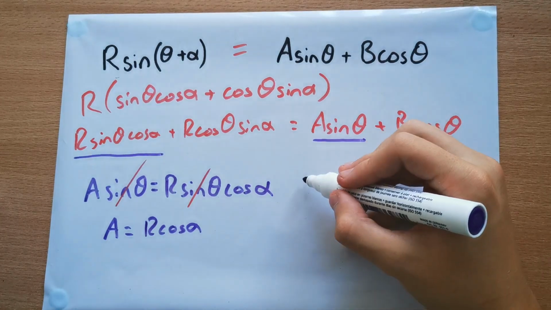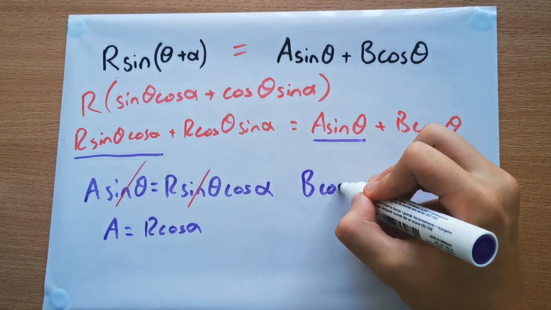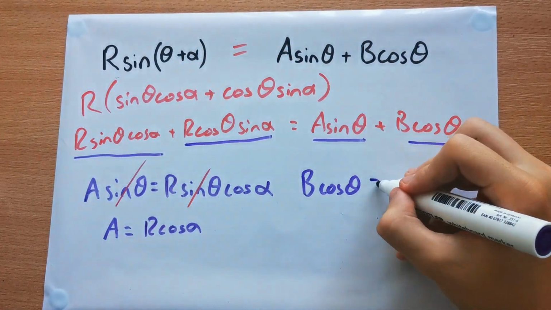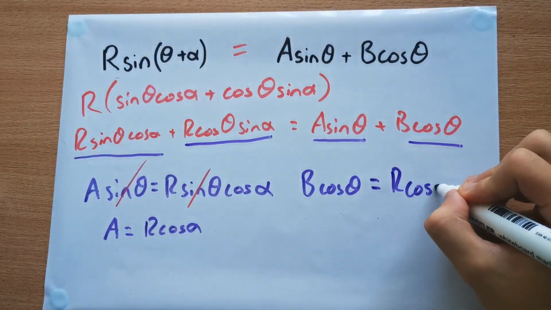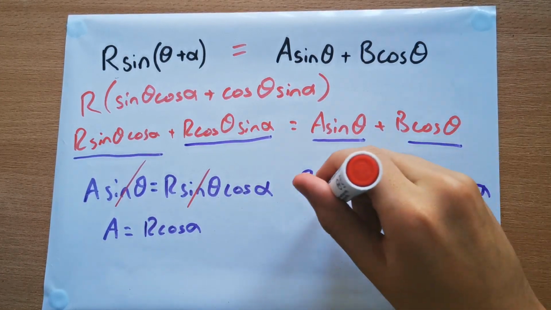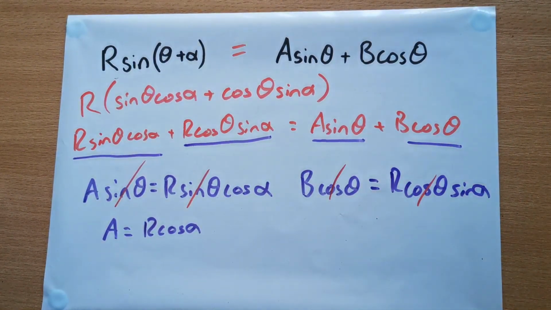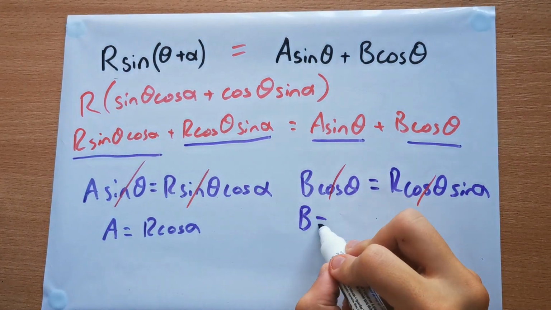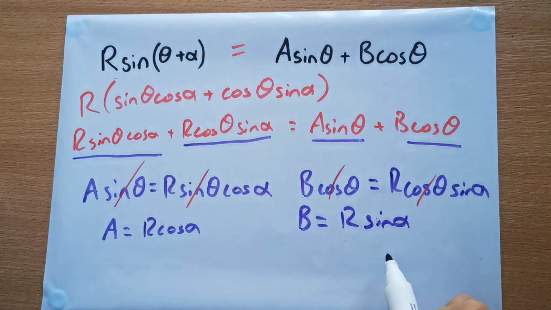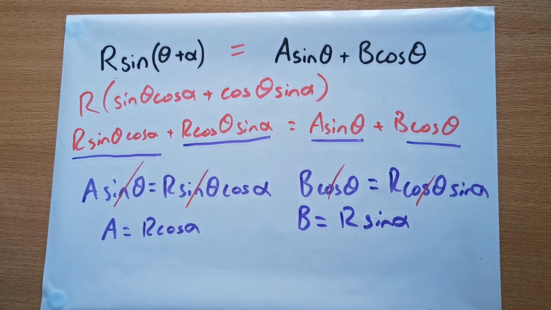We'll do the same on this side. We're saying that b cos theta, which is this bit here, is equal to this bit here, r cos theta sine alpha. And then because we have cos theta on both sides, they cancel, and you're left with b is equal to r sine alpha. Now, sine over cos equals tan, so that brings us down to only one trigonometry term.